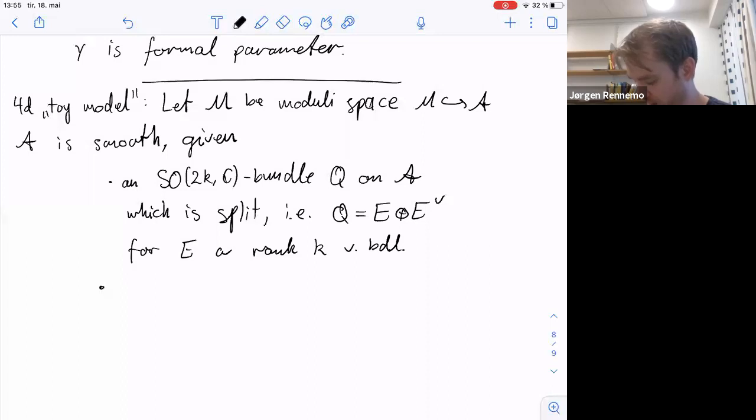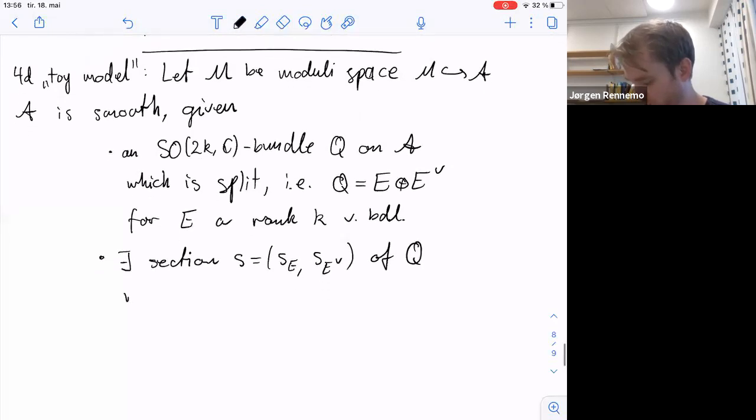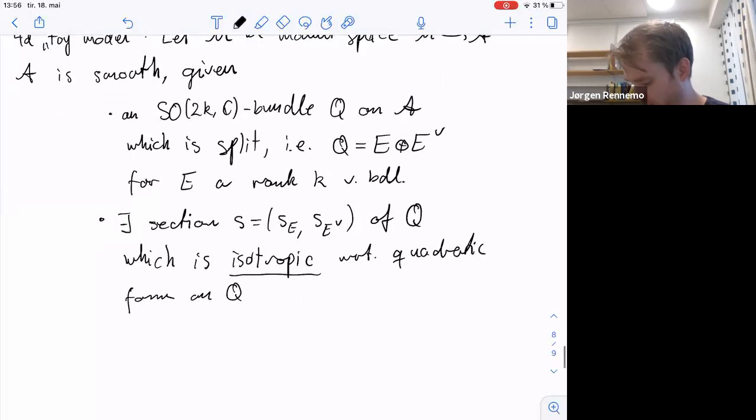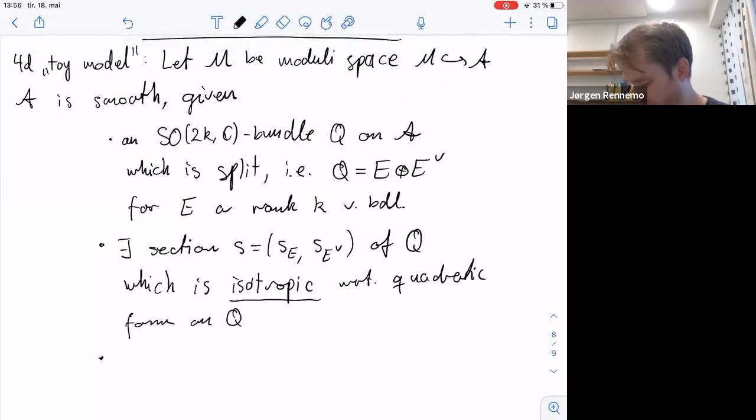Then I want there to exist a section S of Q, and we put a condition on this, which is that it is isotropic with respect to the quadratic form on Q. And finally, the condition is that this section S is what defines M. So M is the vanishing locus. M is cut out by this section.